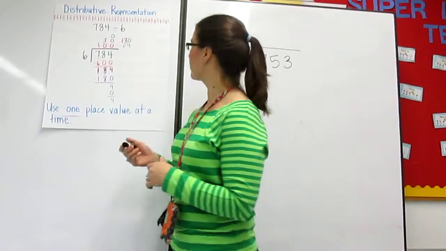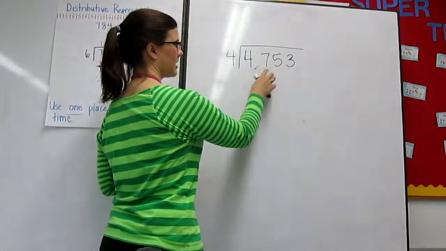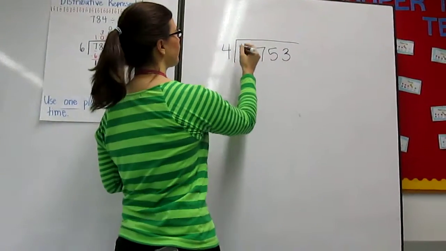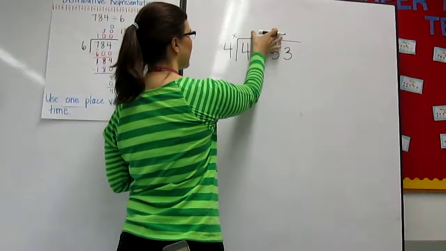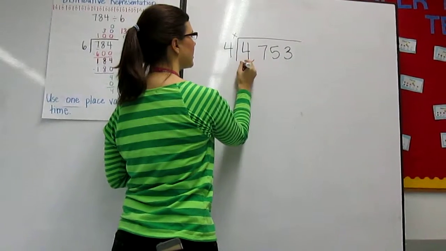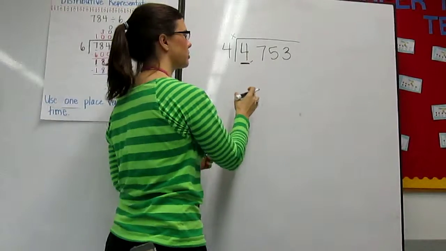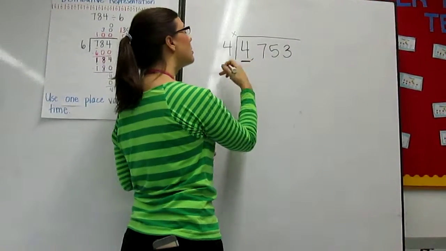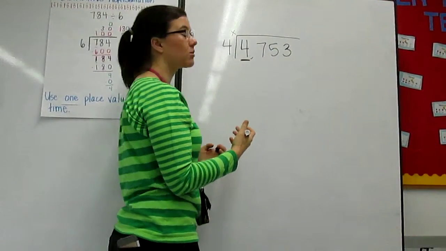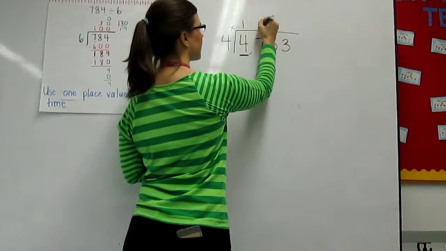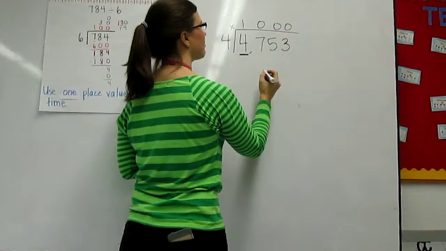So the example I'm going to use today is 4,753 divided by 4. So I'm going to say, what times 4 is going to give me 4,000? Since 4 is in the thousands place, then I know it's 4,000. Well, that's a really easy number for me to work with in my head. I know that 1,000 times 4 is going to give me 4,000. So I'm going to write 1,000 as the factor right here.